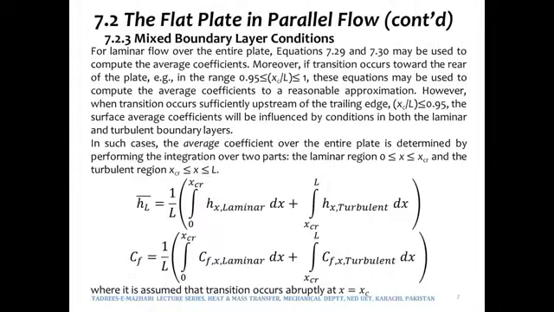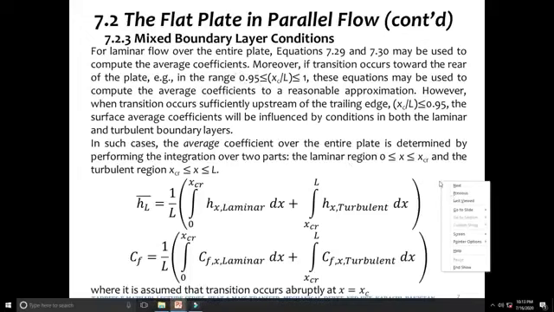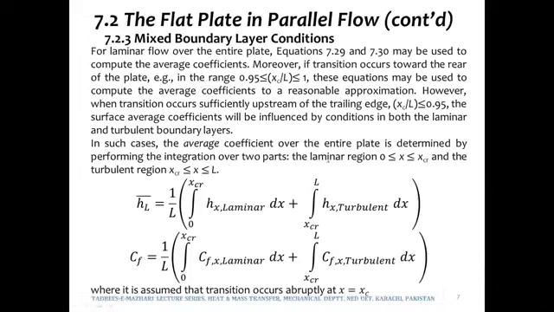Now the mixed boundary layer conditions means we had started with the laminar flow over the isothermal plate, and then on the previous page we discussed the turbulent flow over the entire plate, and now we are going to discuss the mixed boundary layer conditions. So in the mixed boundary layer conditions, let's take a look at the first para. What does it say? It's a very easy discussion over here.